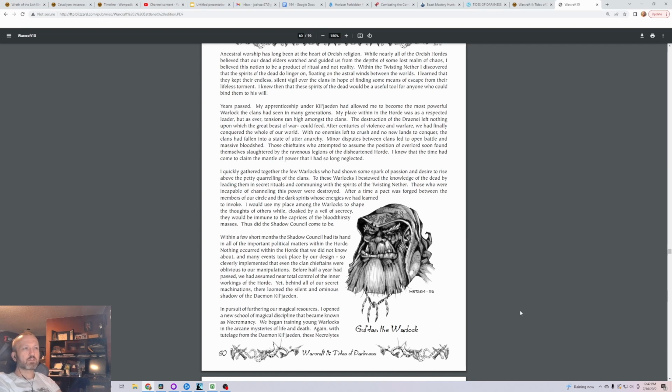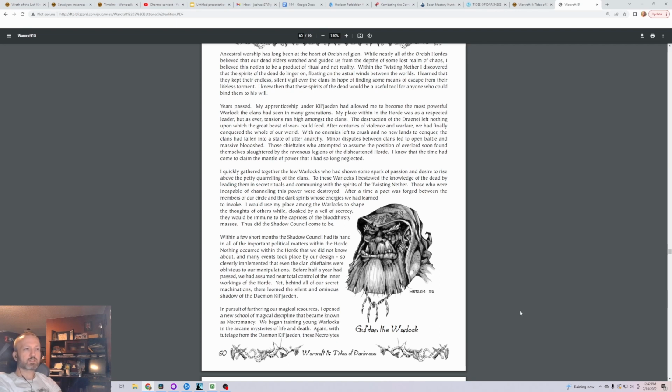I quickly gathered together the few warlocks who had shown some spark of passion and desire to rise above the petty quarreling of the clans. To these warlocks I bestowed the knowledge of the dead by leading them in secret rituals and communing with the spirits of the Twisting Nether. Those who were incapable of channeling this power were destroyed. After a time, a pact was forged between the members of our circle and the dark spirits whose energies we had learned to invoke. I would use my place among the warlocks to shape the thoughts of others, while cloaked by a veil of secrecy, they would be immune to the caprices of the bloodthirsty masses. Thus did the Shadow Council come to be.